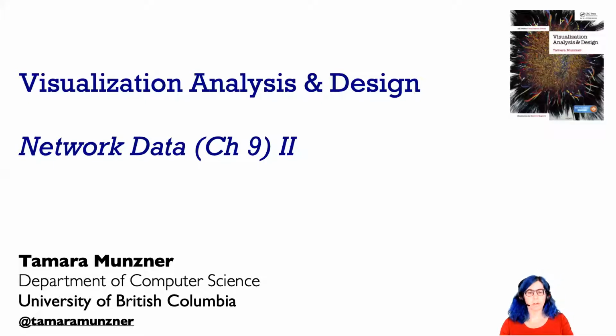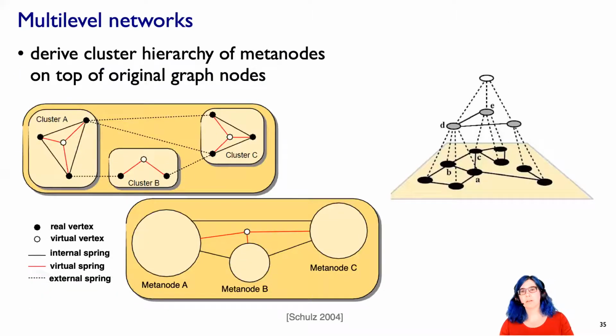Let's continue with talking a bit more about network data. One layer of complexity on top of just thinking about a network of nodes and links is that we could have a so-called multi-level network. Sometimes these are called compound networks or compound graphs. In this, we've got our base network, and then we derive, in some cases, or in other cases, we're already given a cluster hierarchy. So think of this as basically a tree on top of a network.